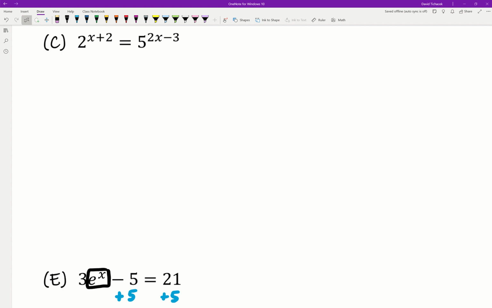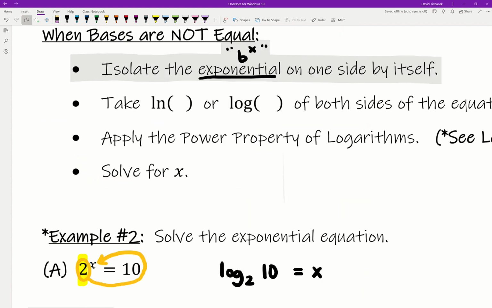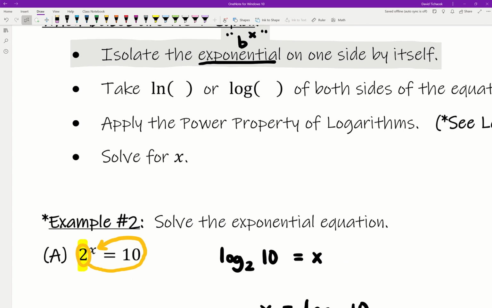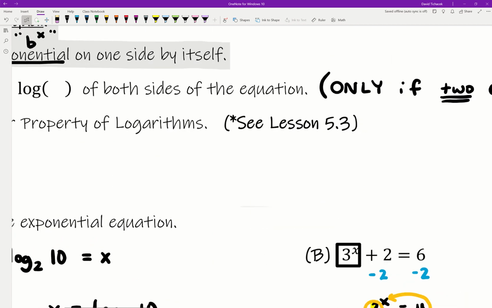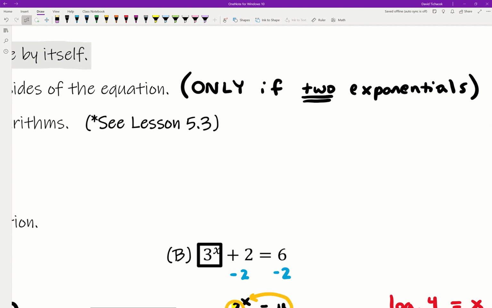And so in order to solve one like this, what I want you to go ahead and do is refer back up here to your bullet points where it says in the second one, take either the natural log or the common log of both sides of the equation. And as an extra little note there, I want you to go ahead and write this down in your notes.